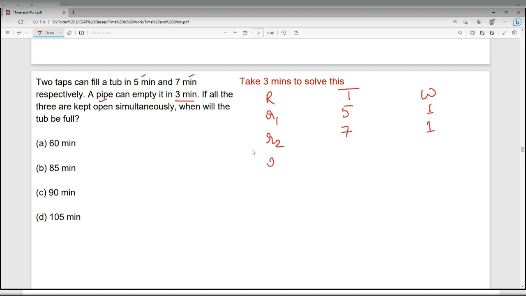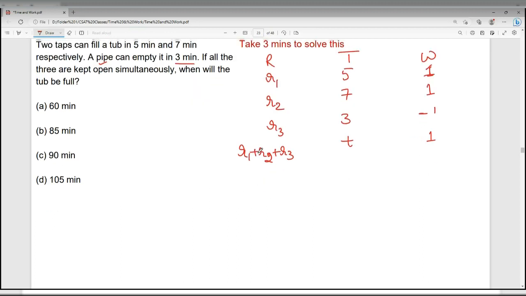And the third pipe, here you can take the rate as negative or the work as negative. I'm taking the work as negative. So they are saying that it will empty the tub in 3 minutes. So it will empty 1 full tub. So I've written -1. And then they're saying, what if they are all together open, and how much time it will take to fill it? It's filling, not emptying. So I've written 1 here.